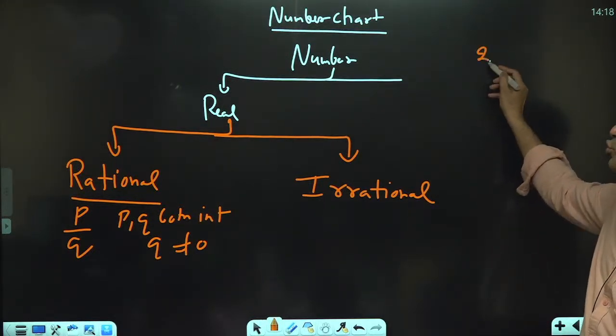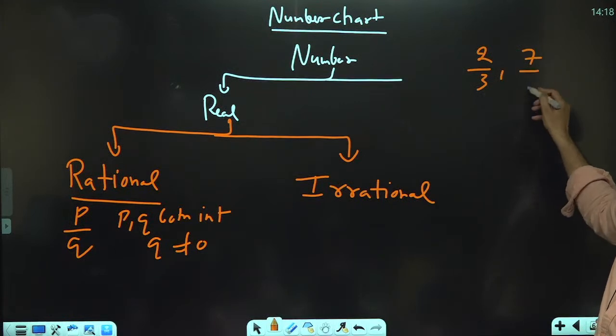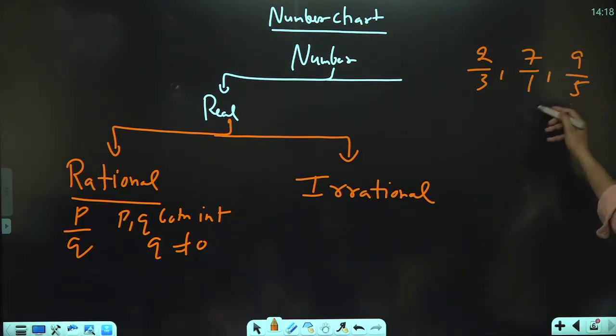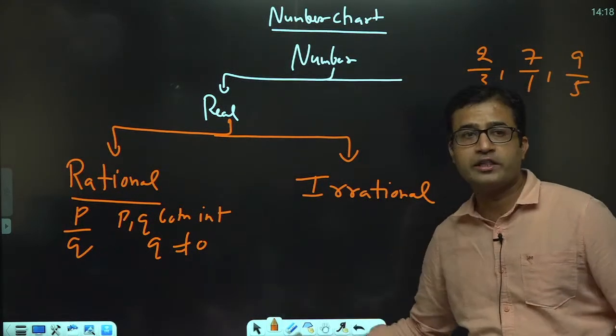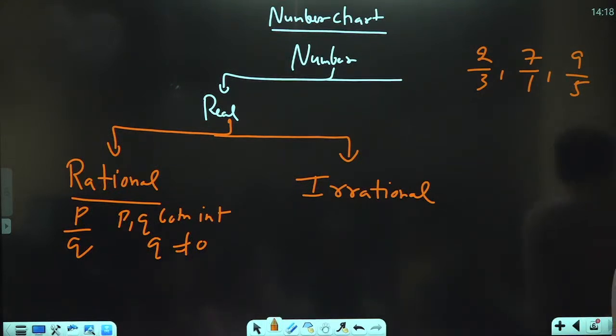Like you can say 2 by 3, 7 by 1, 9 by 5. So all these are rational numbers. I tell you, a rational number we can express in the form of P by Q, where P and Q are both integers and the denominator is not equal to 0. Tell me why the denominator is not equal to 0? It will become infinite.